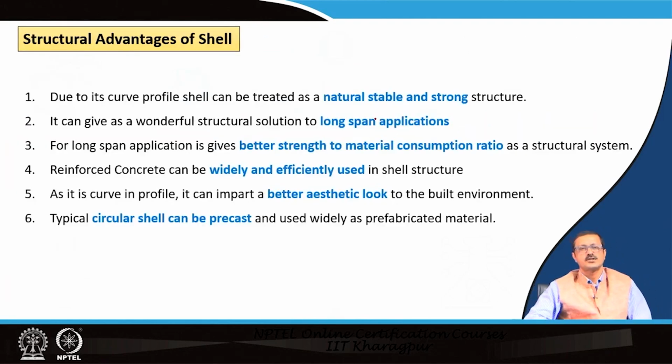So, now what are the structural advantages of the shell? Due to its curvilinear profile, it is very natural, stable and strong. It will give you wonderful long span application, as I discussed, since almost every portion except a few areas is under compressive stress. So, you can easily use concrete as a material for long span applications, and it has a better strength to material consumption ratio, because any brittle material acts very well in compressive stress areas, and as the shell is experiencing mostly compressive stress, a better strength to material consumption ratio can be achieved.